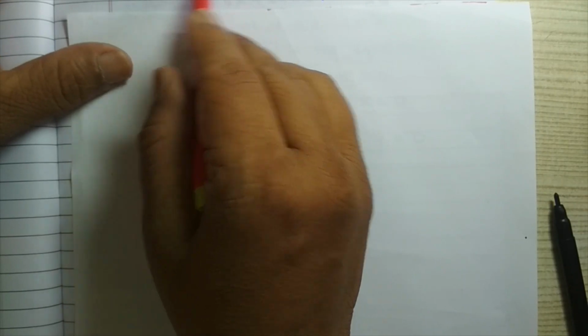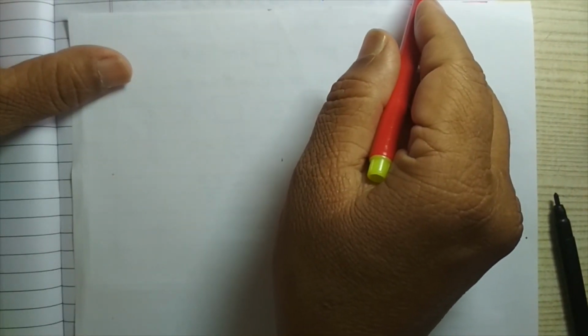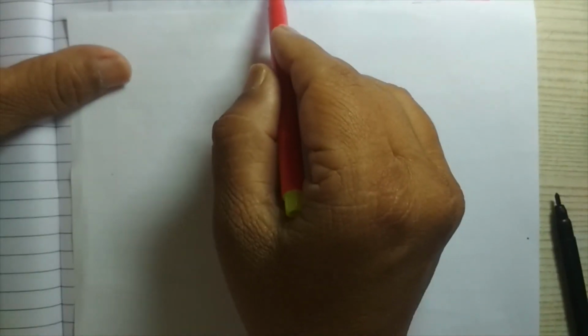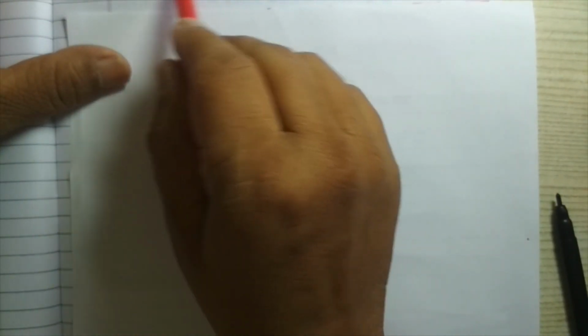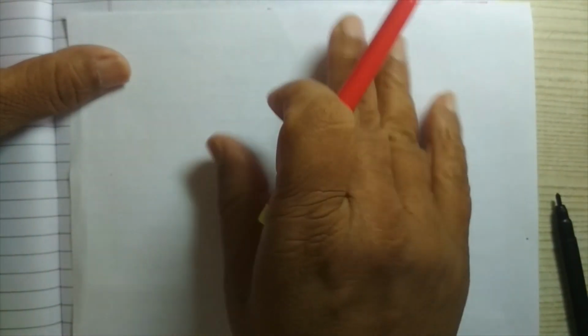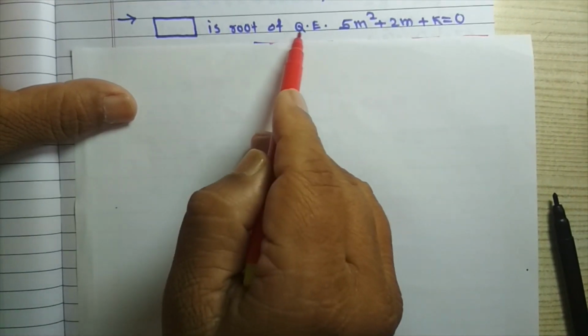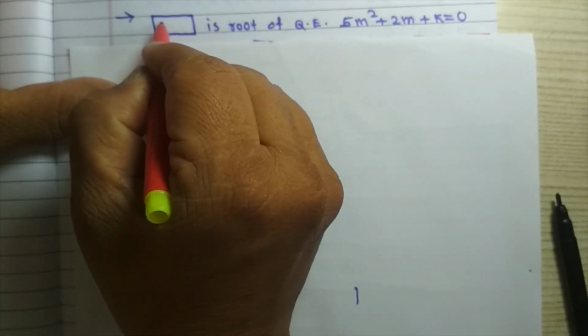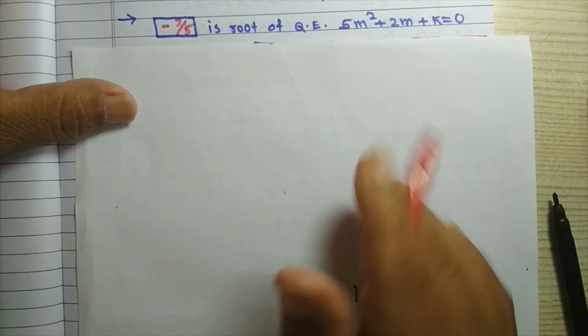Second example. One root of the quadratic equation 5m square plus 2m plus k is equal to 0 is minus 7 upon 5. Then complete the following activity. Means they have given us one root, means the value of m is minus 7 upon 5. Okay, yes. The empty bracket is the root of the quadratic equation. Here we have to write minus 7 upon 5 is the root of the quadratic equation.